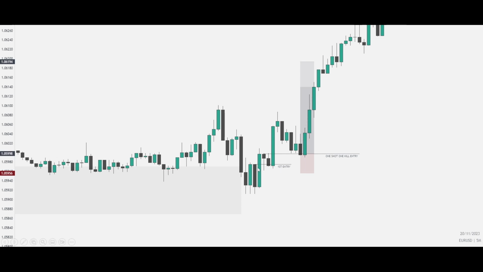In this case it forms differently, but it is the same concept of skipping the first entry, waiting for that second entry off of this order block, and then we take the buy and ride price upwards. That is the one shot, one kill model, and I think it is the simplest model for new ICT traders to get you on the right track.